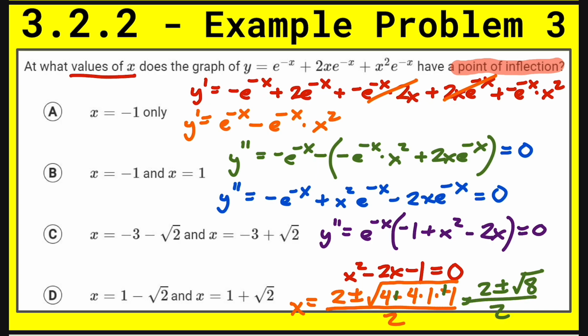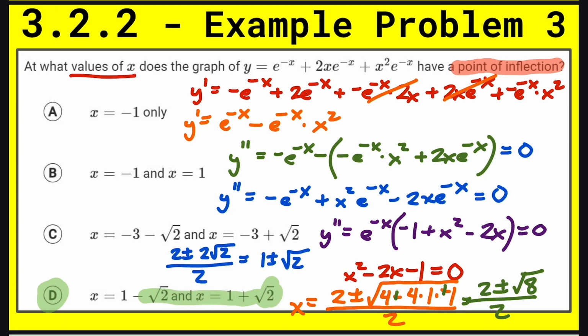Okay, well, that simplifies because the square root of 8 has a perfect square in there. I'm going to write that over here. So it's going to be 2 plus or minus 2 root 2 over 2. Divide everything by 2, you get 1 plus or minus root 2, which the answer for that one is going to be D, because it's got 1 plus root 2 and 1 minus root 2. Now, it's multiple choice, so it makes it a little bit easy to know that that's the answer.